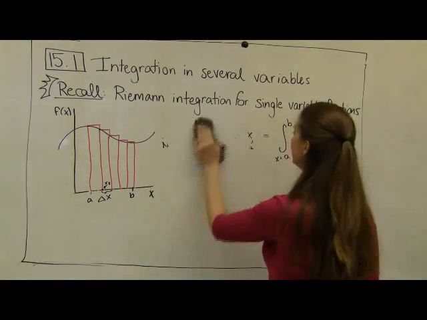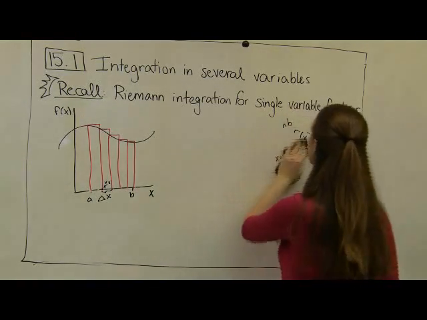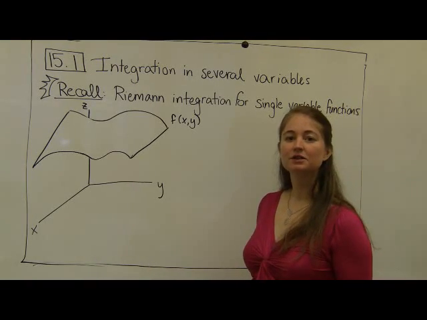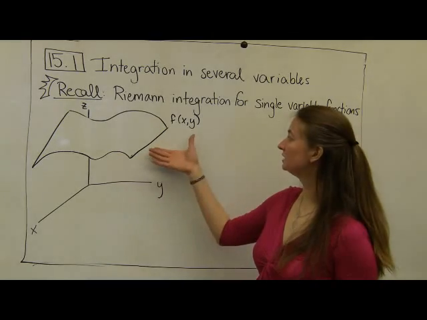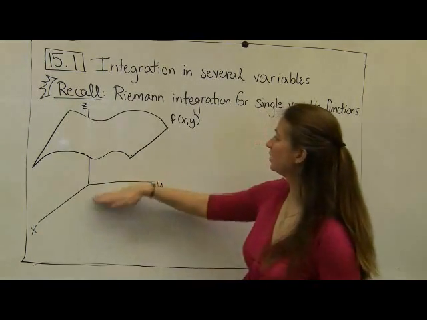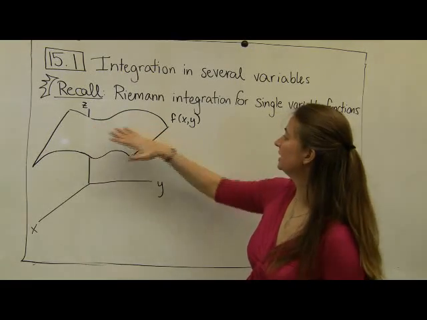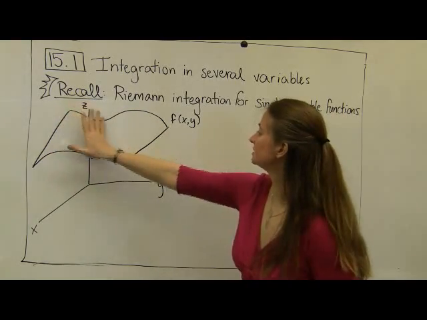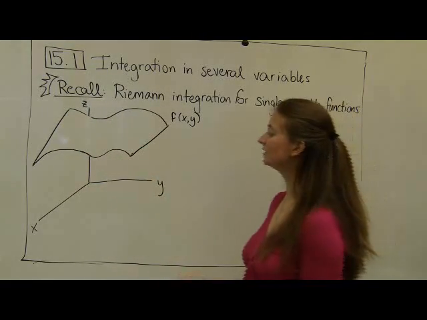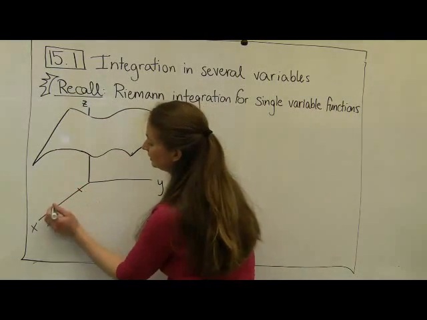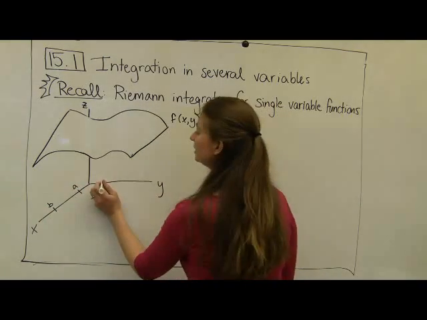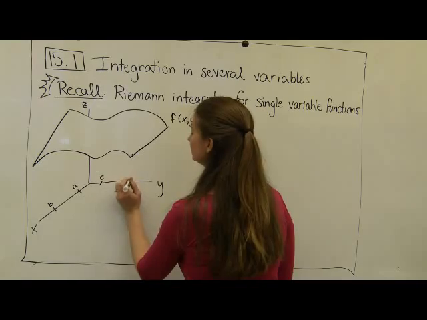Let's compare that to what we find for multivariable functions. So let's say now I have an example of a multivariable function. My inputs are from the xy plane, and my outputs are up here, my z values, and the graph of this is this curvy sheet, which is my f of x, y. And instead of integrating just from a to b, like we did with a single variable function, now we're going to integrate over some rectangular region.